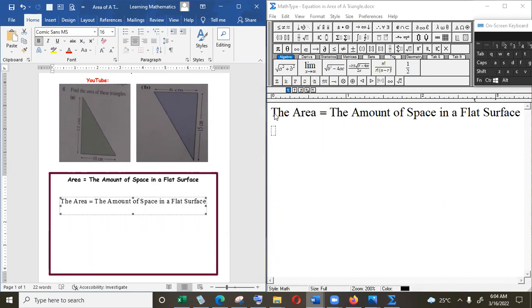So copy down on your exercise book, the area is equal to the amount of space in a flat surface. Please copy this down. We've got a flat surface, and specifically here we have two triangles, and each triangle has some space inside of it, within those three sides, and that will give us the area, and this can be calculated.